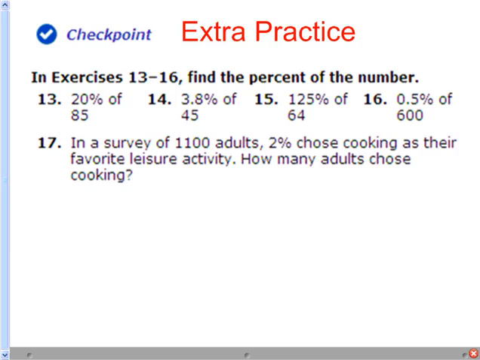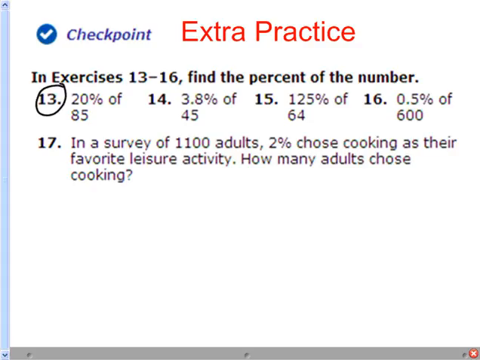All right, so at this point, if you're feeling comfortable and you understand what's going on, you could go ahead and try your checkpoint questions. If you're feeling a little uncertain yet, you certainly could stay with me and do a few examples. Let's start with number 13. These are extra examples for those who would like more instruction.